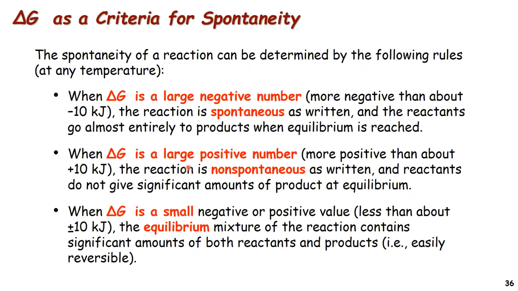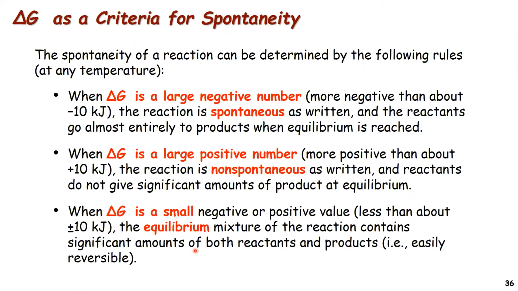If del G is positive, then we say that it is non-spontaneous. And generally we say that it has to be greater than 10 kilojoules to be non-spontaneous. Because when del G is small or 0, right, then basically we're at about equilibrium. And again, we generally say plus or minus 10 kilojoules.